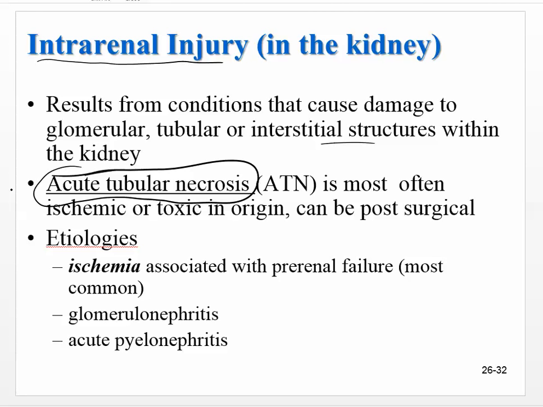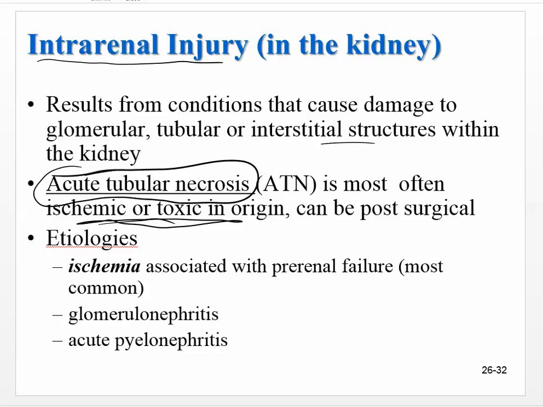Usually it's not apoptosis. It's not that the cell has decided to die. It's usually from some kind of ischemic event or something that actually caused it to die, and that's the case here. So it's most often ischemic or toxic in origin. So we have necrosis of the tubules. It can be post-surgical, so that's sometimes seen.